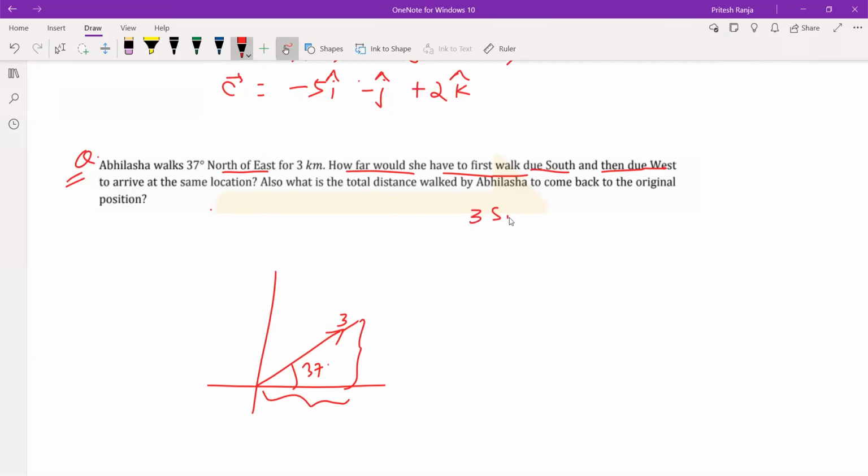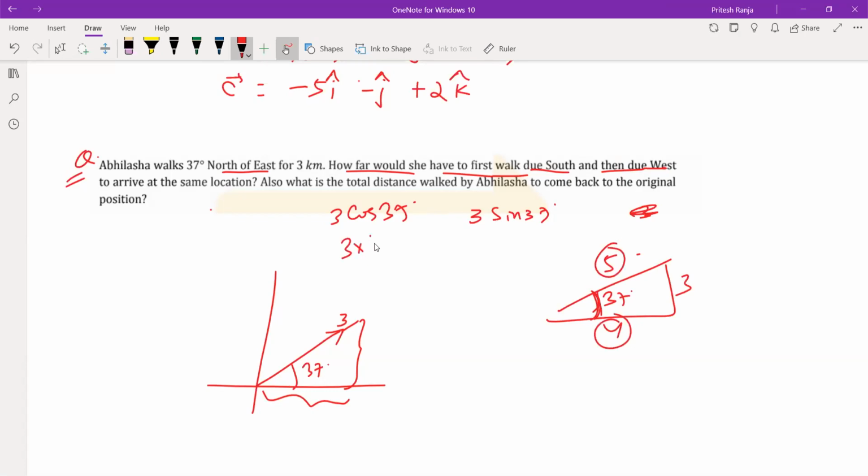So it will be 3 sine 37 and then 3 cos 37, right? So for 37 degree, I have told you all to remember 3, 4, 5. So cos 37, now you can say it is 4 by 5. Sine 37, now you can say it is 3 by 5. And these will be the answers.